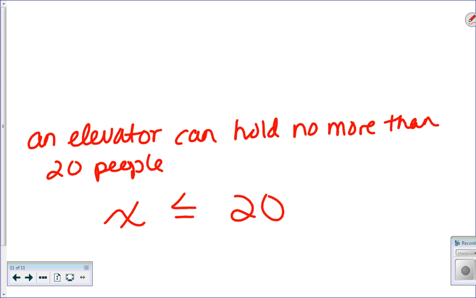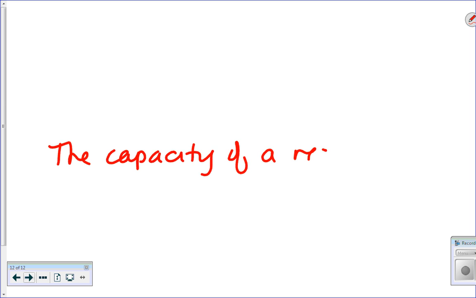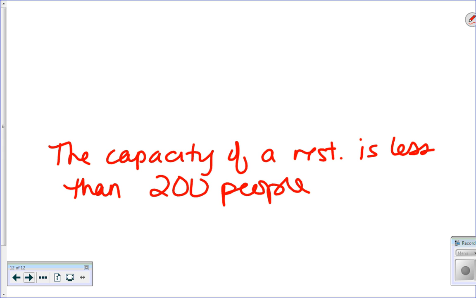Any questions? I think there's another one on there that says the capacity of a restaurant is less than 200 people. So, x, 200. If it's less than 200 people, can it hold 200? If it's less than 200, it's not equal to. So it's less than 200, and even this is a really good indicator: is less than. It might say is no more than 200, then it would be equal to.